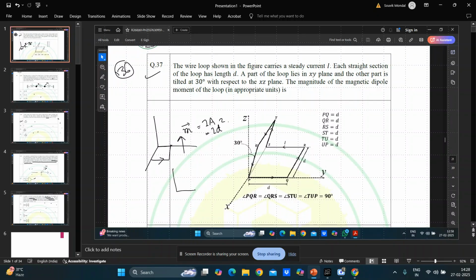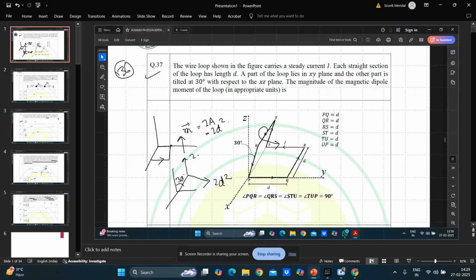Now for the second loop, the loop is tilted by 30 degrees. If you use the thumb rule, the magnetic moment will always be perpendicular to it, so it will be in this direction. Just use the thumb rule. You can rotate the screw and you will see it curl like this, so it is perpendicular to the loop. This is the direction of the second magnetic moment due to the upper loop, which is tilted at 30 degrees. It is again I d squared, right?